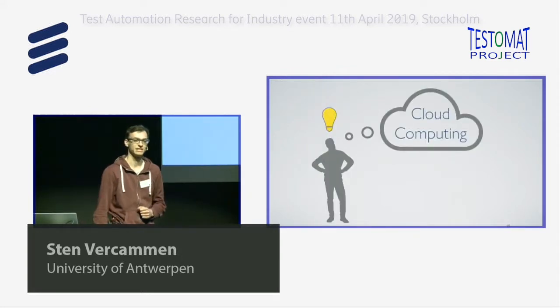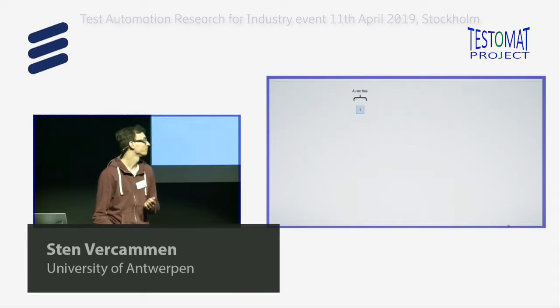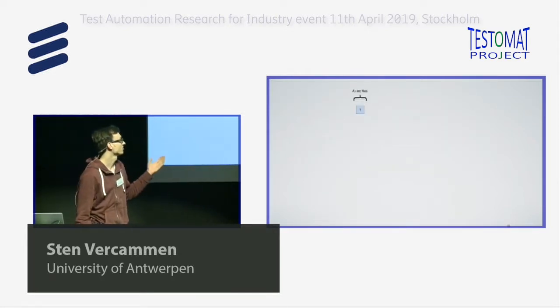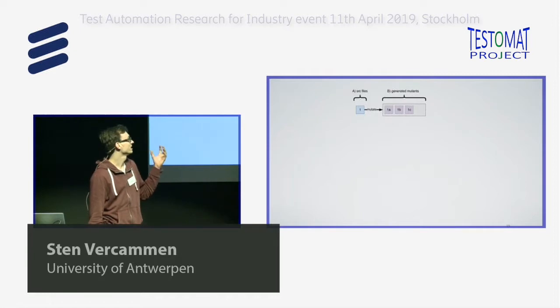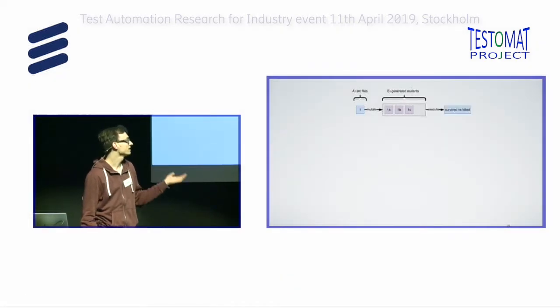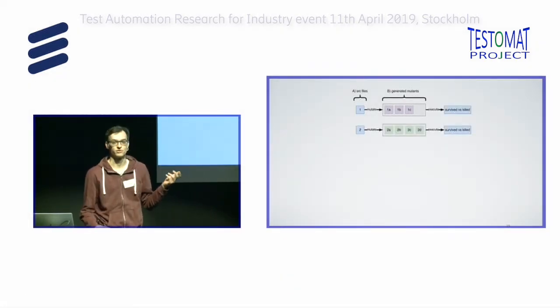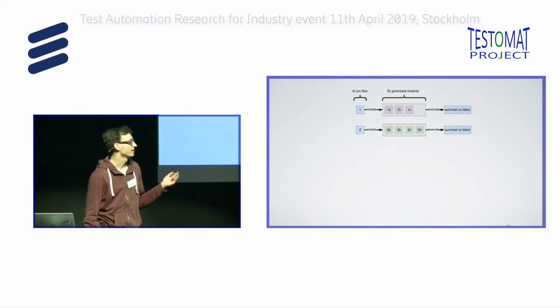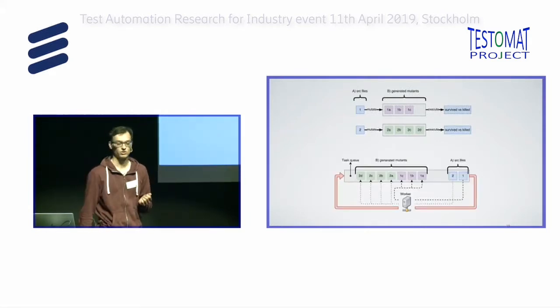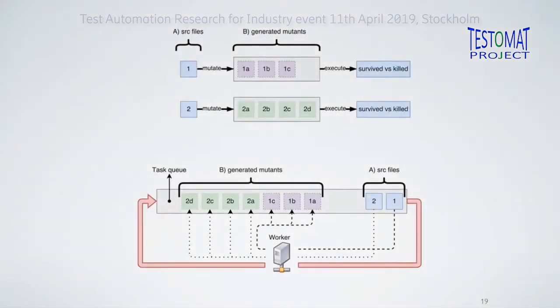So the first idea that came to mind was to distribute it, especially in a cloud computing way. So traditionally, you have your source files, and then you mutate that by generating a lot of mutants, and then you will execute them, and then you can see the killed versus survived ones. But you don't have one file, you have multiple files. So the idea was, let's put this all in a queue.